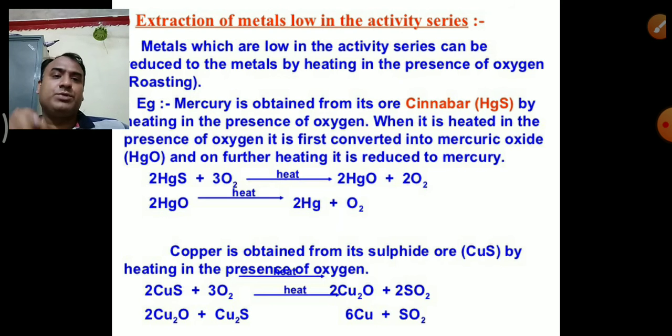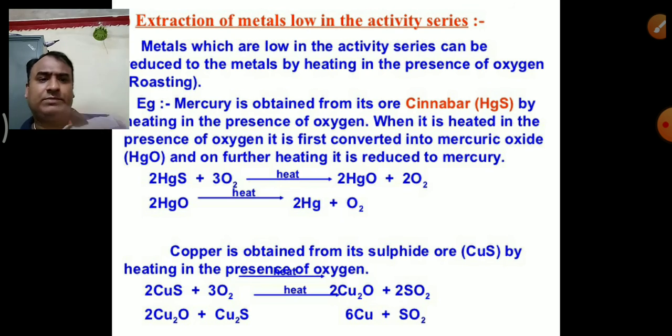roasting. Roasting is a process in which we use an excess amount of oxygen. For example, HgS plus 3 oxygen, with heat, forms the oxide of the metal, mercuric oxide. Then we go for reduction. I already discussed with you what reduction is: reduction is the removal of oxygen. We heat the mercuric oxide, and it gives us mercury and oxygen. This is the roasting process.